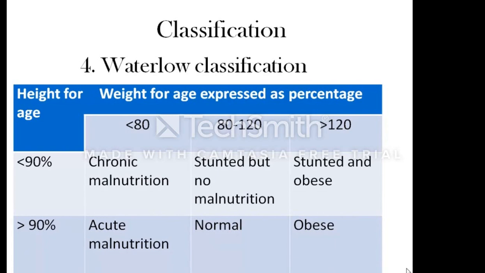So this classification also says that when height for age is greater than 90 and weight for age is less than 80, this is an acute malnutrition. A normal individual has height for age greater than 90, weight for age between 80 and 120. An obese person has greater than 90 and greater than 120. So this is the Waterlow type of classification.